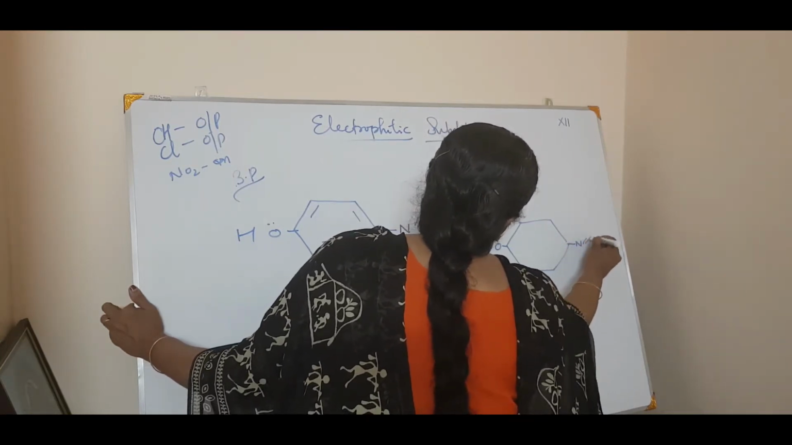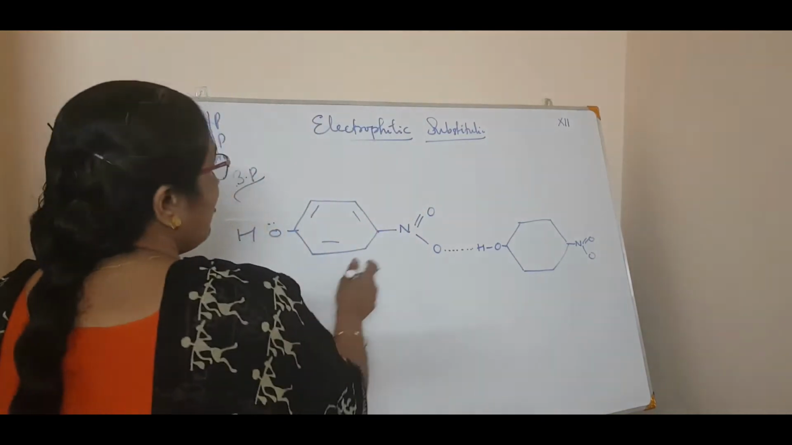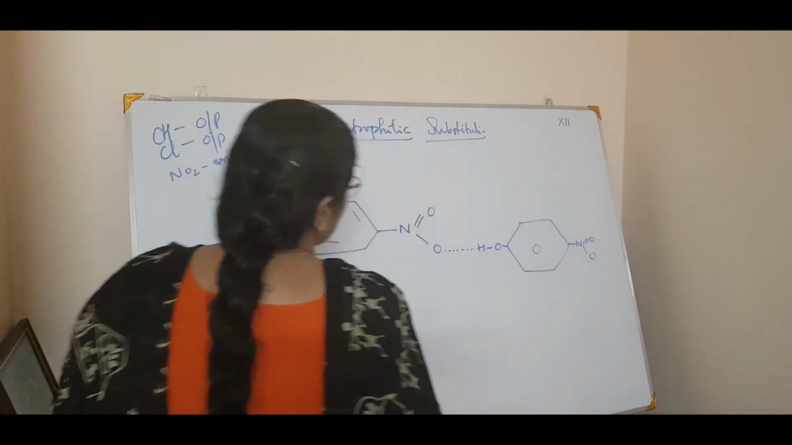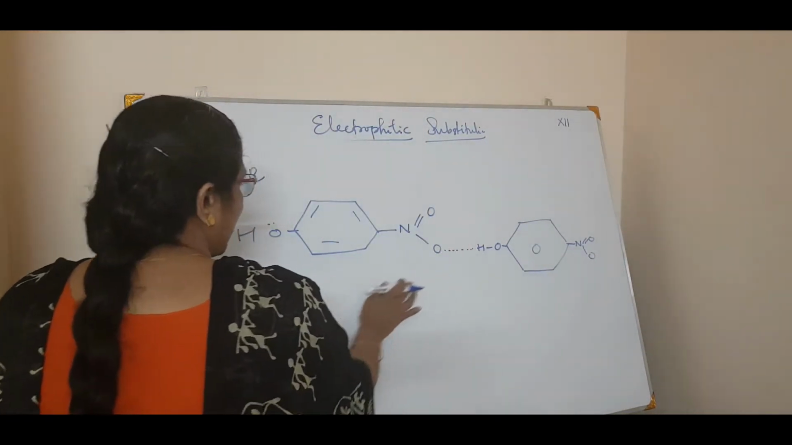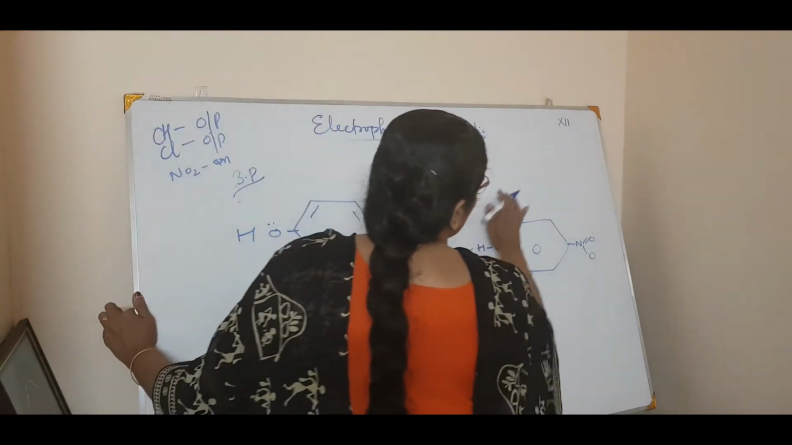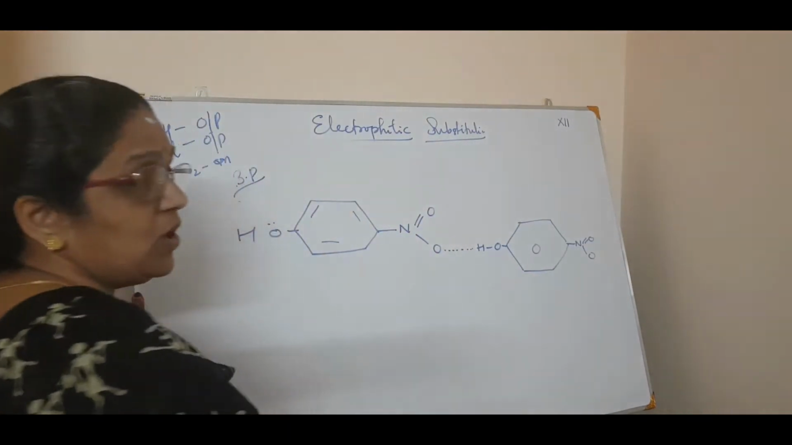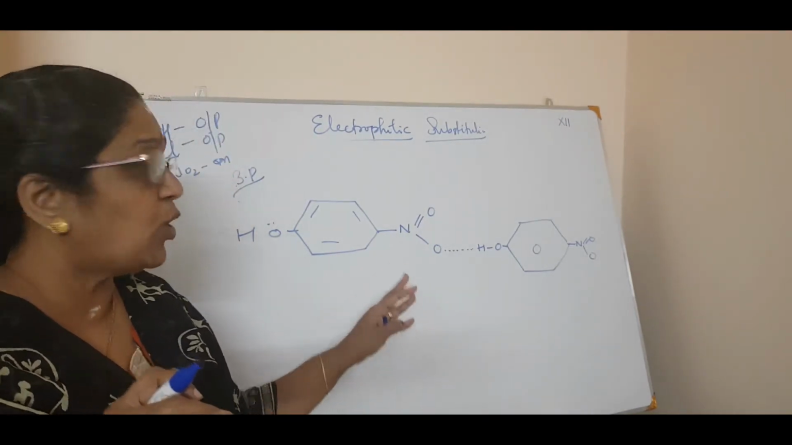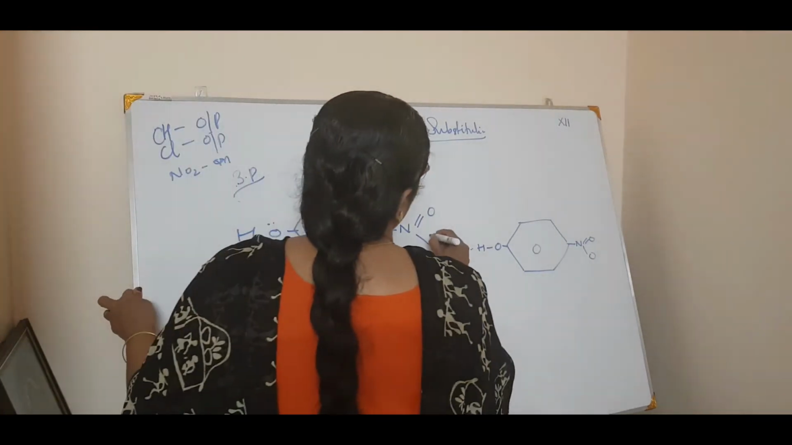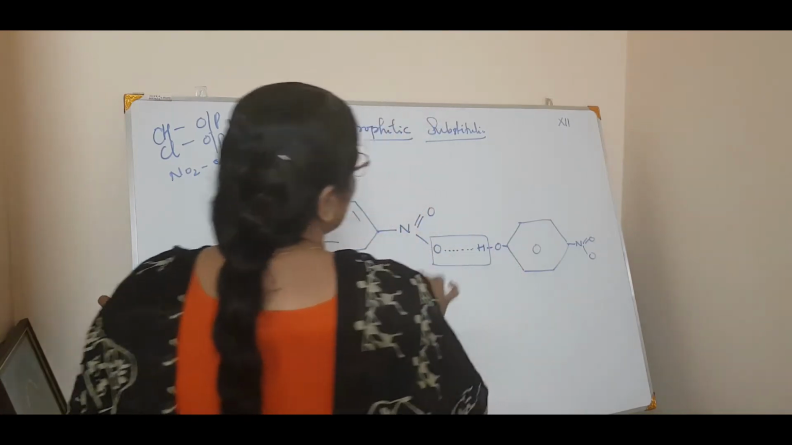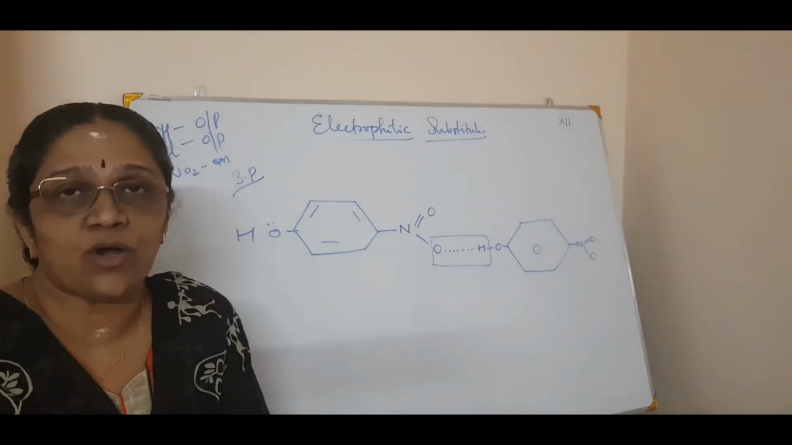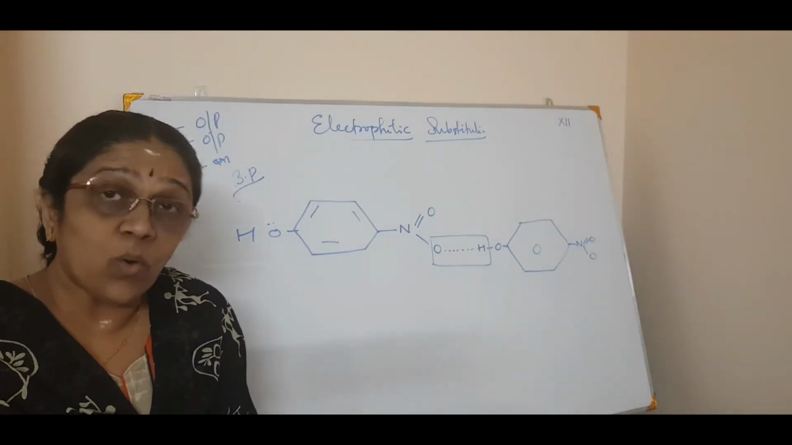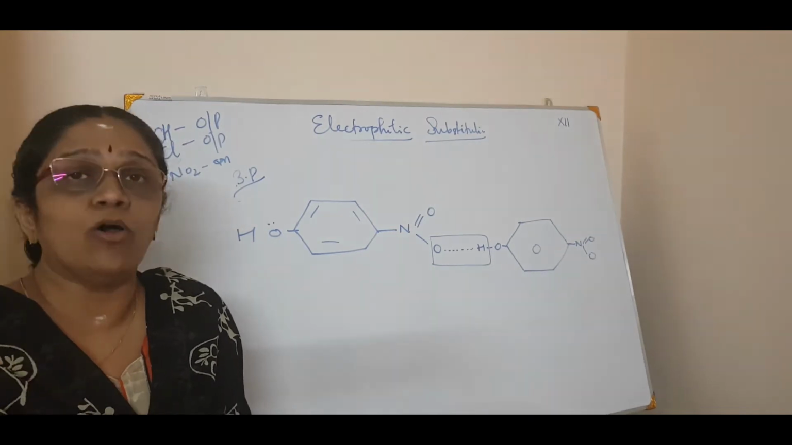See, intermolecular, that means between two molecules. This is one molecule of para-nitrophenol. This is another molecule of para-nitrophenol. So between the two molecules, hydrogen bonding happens. Okay, and due to this, it is less volatile. That means more energy should be given to boil it off.